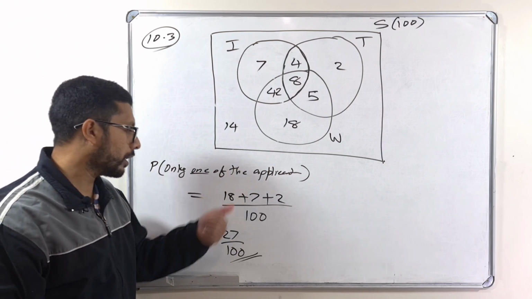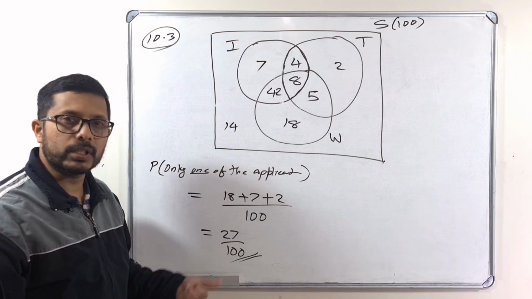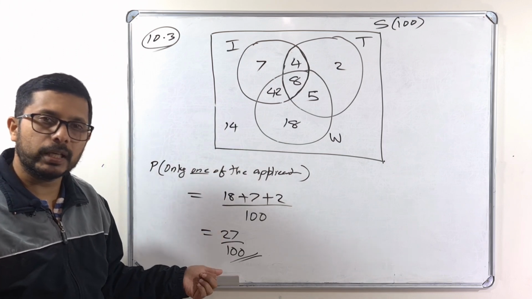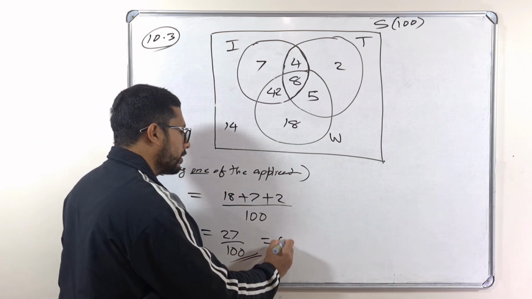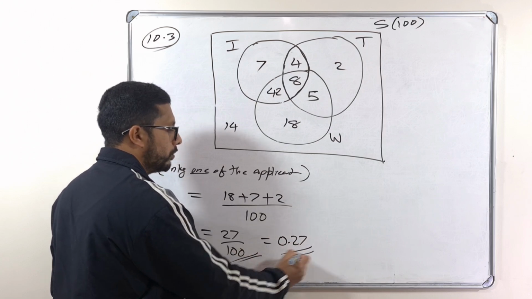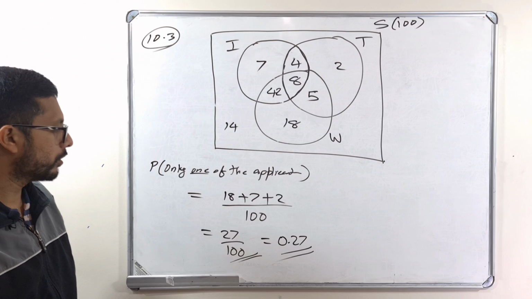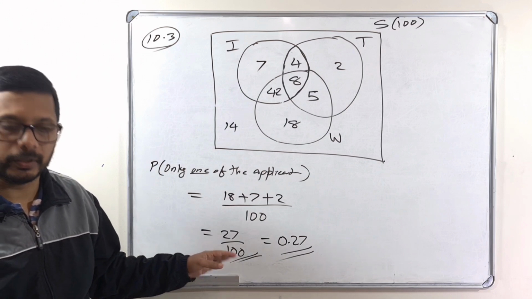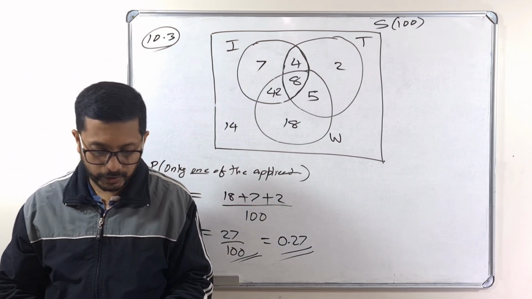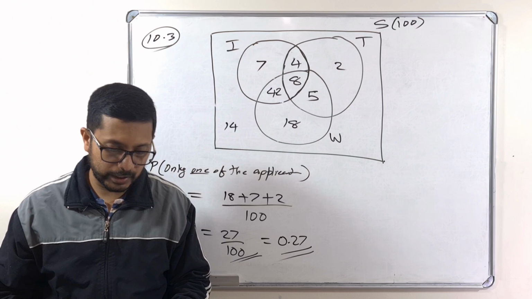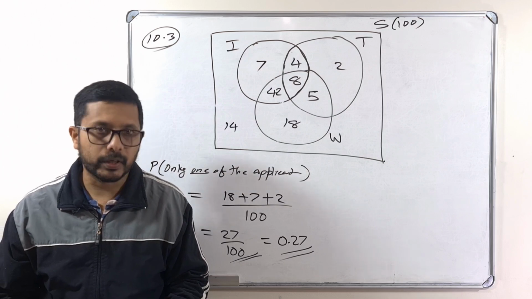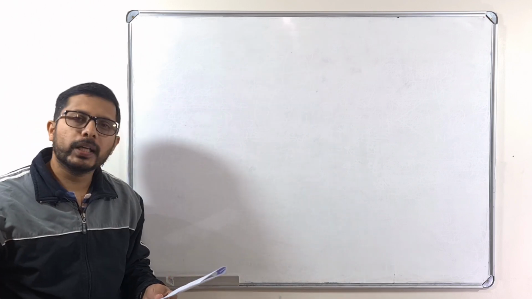So for only one of these applications, what is the probability? 27 by 100. Either we can leave it like this, or we can write it as the decimal 0.27, or 27%. Anyway, this is the answer. So that is question number 10.3. Now let's go to the next question, question number 11.